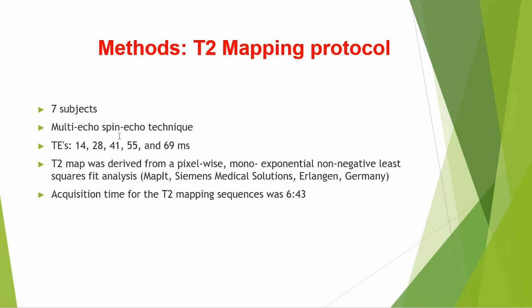So for the actual T2 mapping of all of our patients, 7 subjects had the pre and post MRI T2 weighted and the T2 mapping. And then this just shows some of the techniques that were used and how the map was derived from this: pixel-wise mono-exponential non-negative least squares fit analysis using the software from Germany. And the acquisition time for the T2 mapping sequence was almost 6 minutes, 43 seconds.